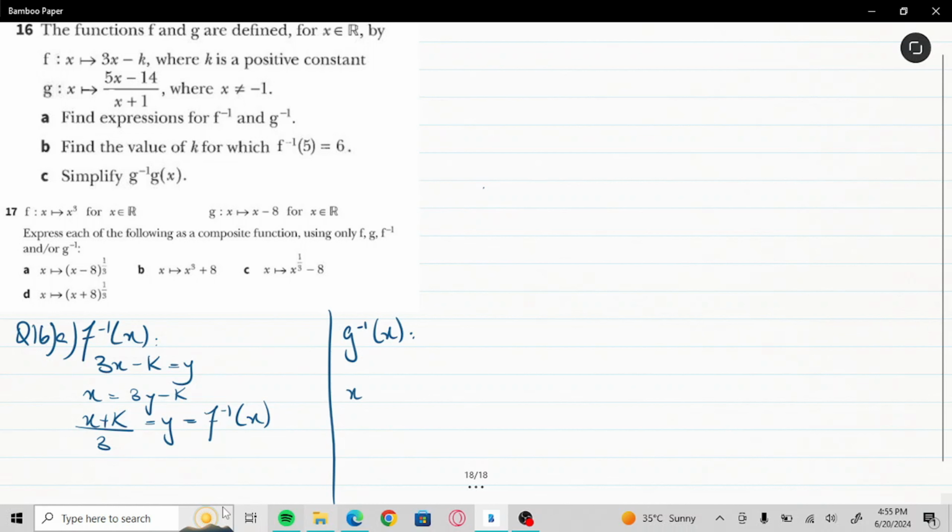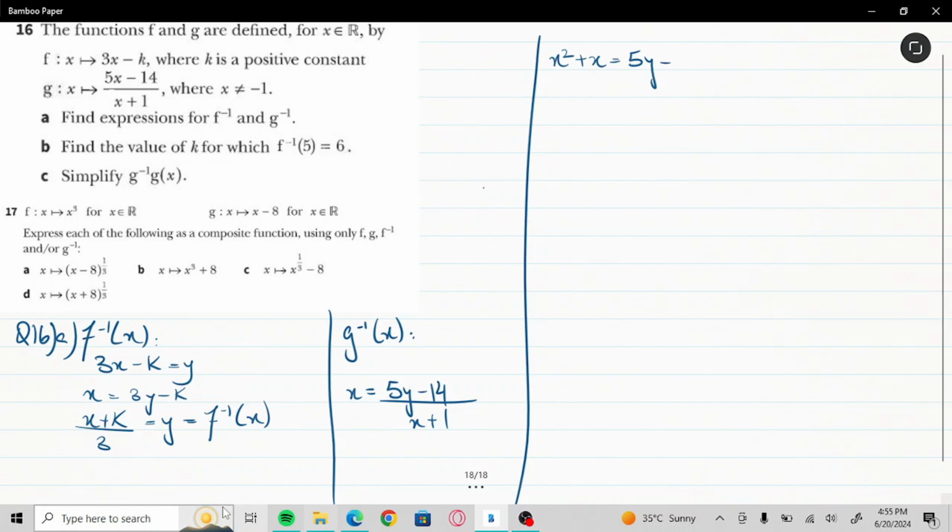Again, x is equal to 5y minus 14, I'm directly jumping on to step 2, divided by y plus 1. If we simplify this by making y the subject, x squared plus x is equal to 5y minus 14. And I think I've made a mistake. I'm sorry. The mistake is that in a hurry I have written x plus 1. In fact, it's y plus 1.